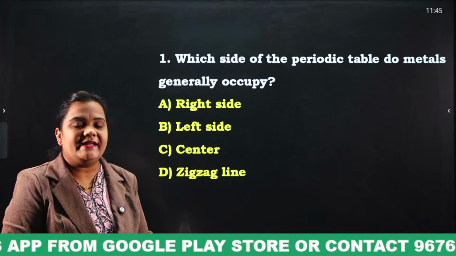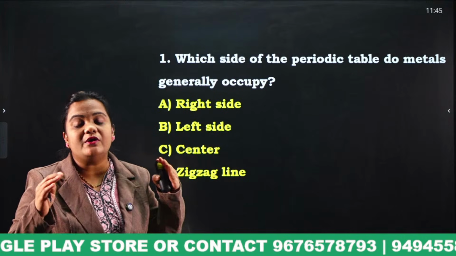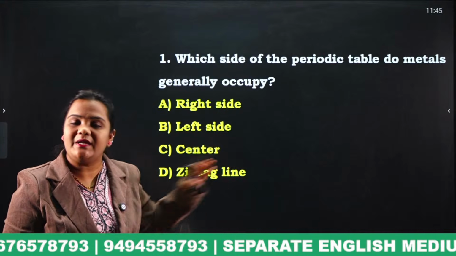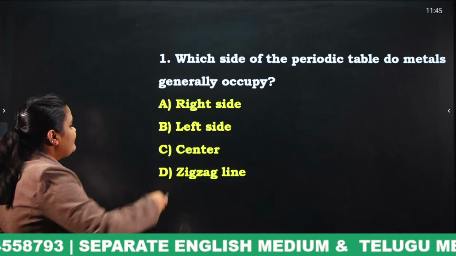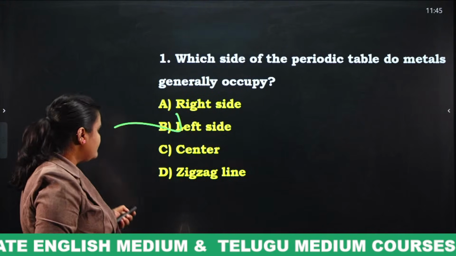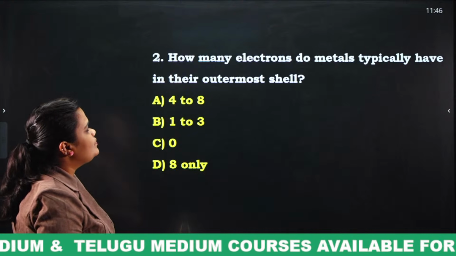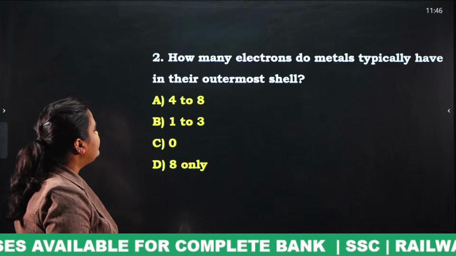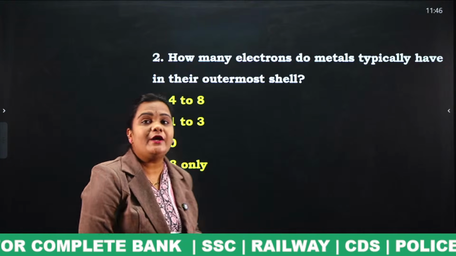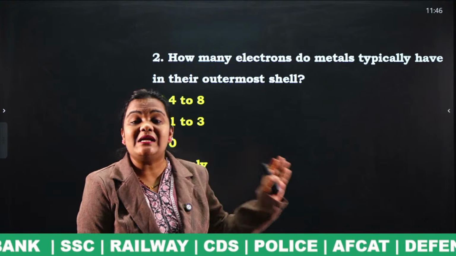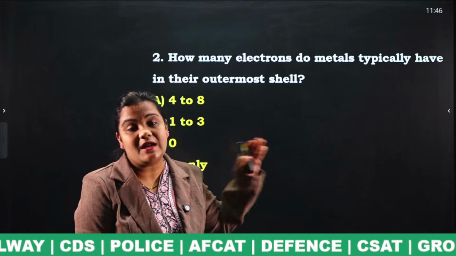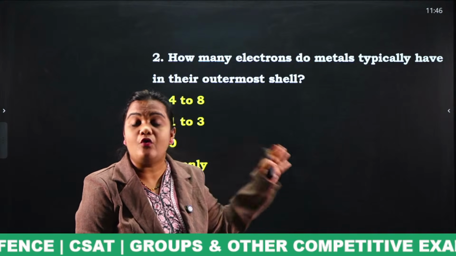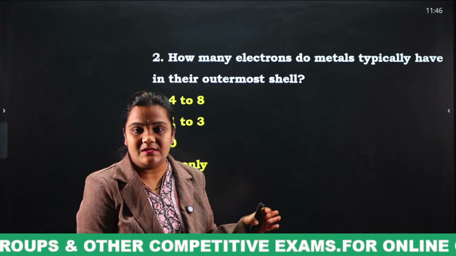Very good. If you did not understand anything till now, don't worry, students. In the questions, I will explain clearly. What is the answer for this question? Left side. How many electrons do metals typically have in their outermost shell? 4 to 8, 1 to 3, 0, 8 only. I have explained this in the beginning. Metals have how many valence electrons in their outermost shell? And non-metals will have approximately 4 to 8 in their outermost shell.